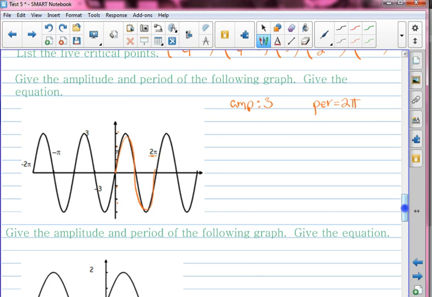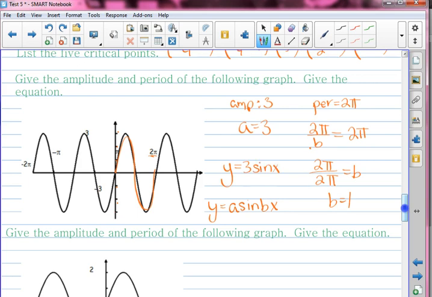And I want you to give me the equation. Well, the equation is y equals a sine of bx. You know a is 3. You do not know b. To figure out b, you have to do 2 pi over b equals the period you found, which is 2 pi. If the variable's down low, you switch them, you know. So you get 2 pi divided by 2 pi equals b, so b is 1. So your equation is y equals 3 sine x.